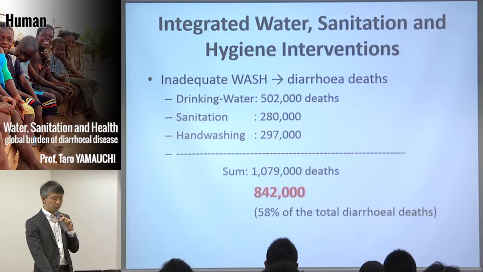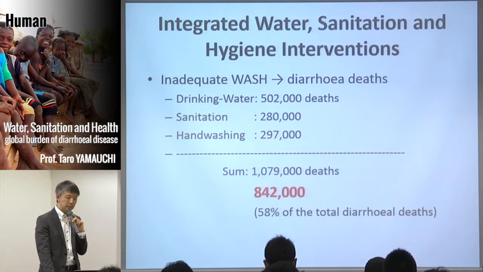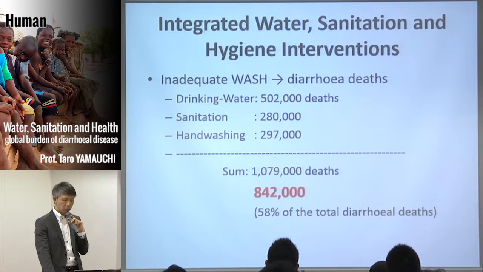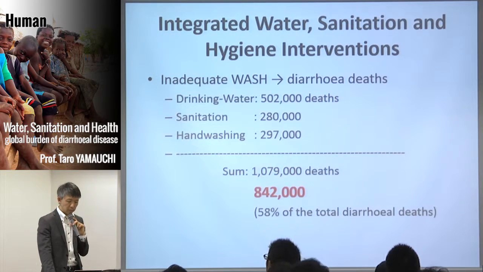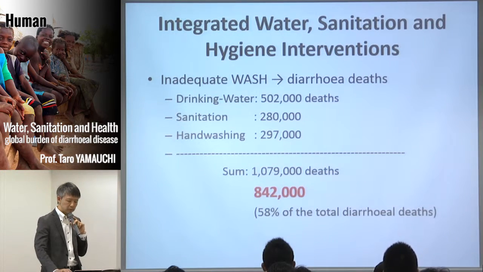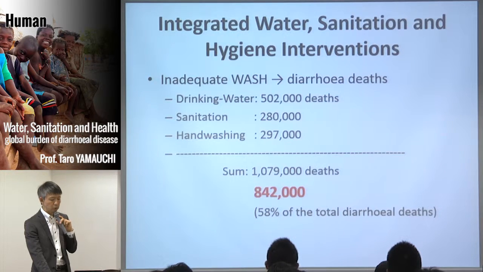The exposures to fecal oral pathogens through drinking water, sanitation, or hygiene are not independent, and some people are exposed to multiple risk factors. Therefore, the total disease burden does not correspond to the simple addition of the separate burden of these risks, but is slightly lower. As a result, 842,000 deaths in the low and middle income countries were found to be caused by inadequate water, sanitation, and hygiene, representing 58% of the total diarrheal deaths.